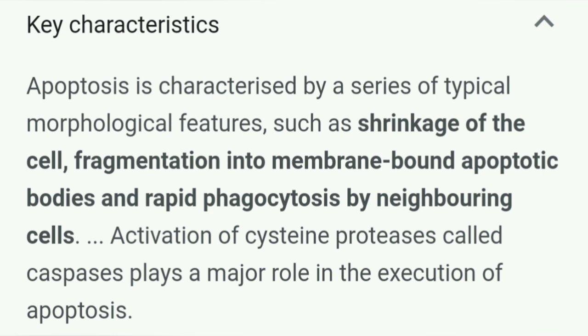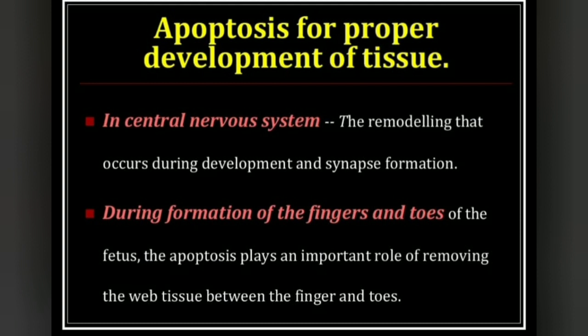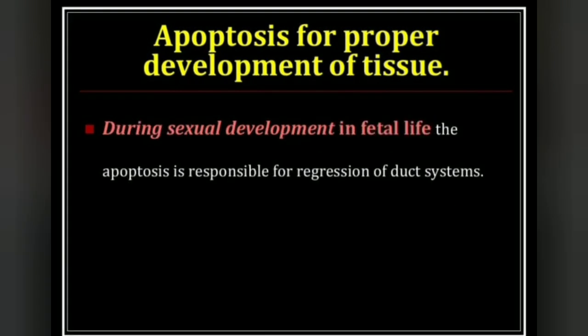In this slide, we will know about apoptosis for proper development of tissue. In the central nervous system, remodeling occurs during development and synapse formation. During formation of fingers and toes of the fetus, apoptosis plays an important role in removing the web tissue between the fingers and toes. During sexual development in fetal life, apoptosis is responsible for regression of the duct system.